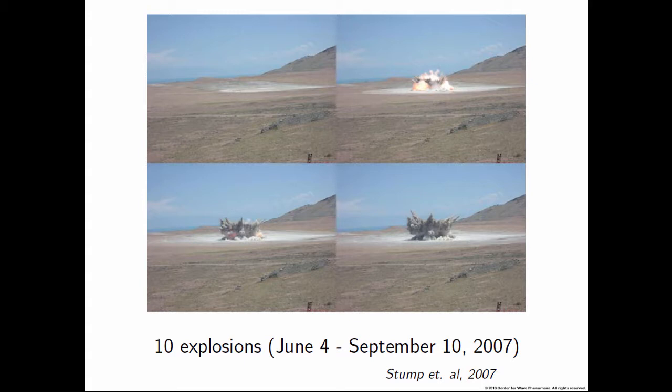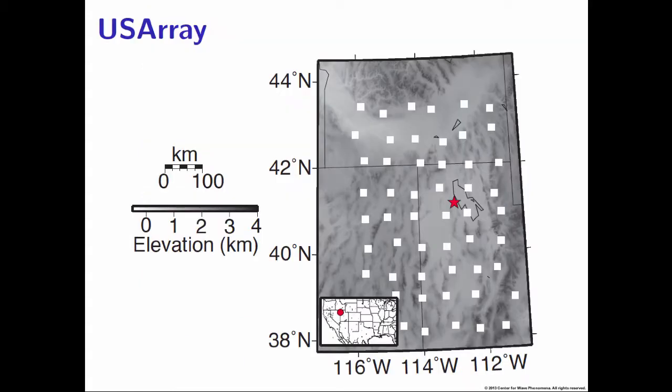And these explosive signals were recorded in the USArray, given in this figure. These are nearly regularly spaced receivers, depicted by the white squares. The red star gives you the location of the source. The regularly spaced array helps us to describe especially the spatial variations in the velocity change we might observe.